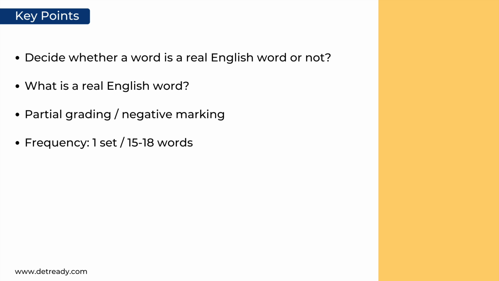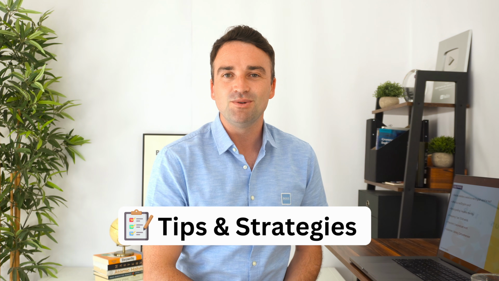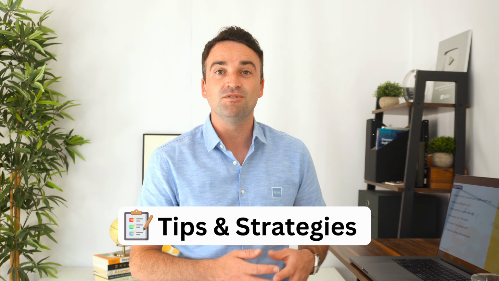For frequency, you will get one set of between 15 and 18 words. And for each word, you only have 5 seconds to decide whether it's a real word or not. And the subscores this question type contributes to are your literacy and comprehension subscores. Okay, now you understand this question type well, let's jump into some tips and strategies to help you to do well when you're taking your exam and for your preparation.